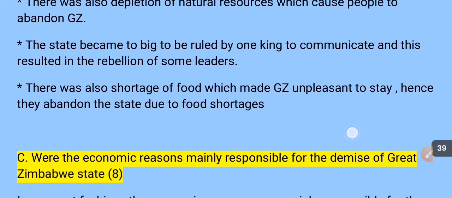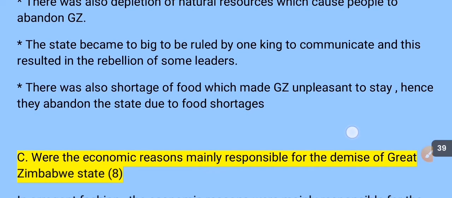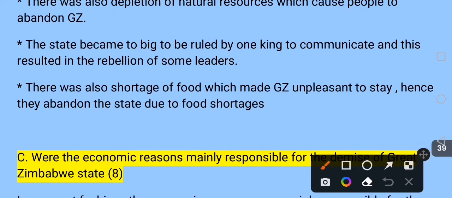Uzhinji hwema-resources. Right, the state became too big to be ruled by one king to communicate. Another problem yakonzesa downfall yekuti state yakakurisa zvekuti kuti itungamirwe namambo mumwe chete zvanga zvakunetsa. Ndopoint yatambotaura kumusoro tova population. So the state became too big to be ruled by one king, and this resulted in the rebellion, kupanduka kwemamwe ma-leaders, because mambo anga asingachakwanise kucontrola the state since yanga yakurisa.